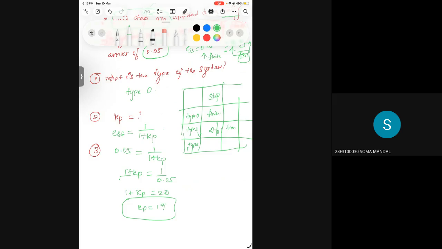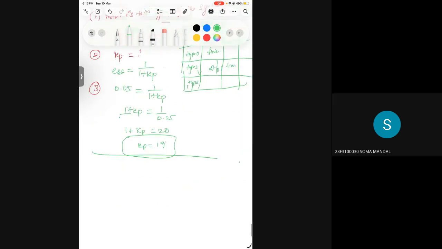Expect this kind of problems in quiz 1. We will again discuss a few problems in the Thursday session. If you don't have any doubt, you can leave. Kp is the position error constant. Whenever you apply a step, the error constant is called the position error constant. We saw this in the previous session.